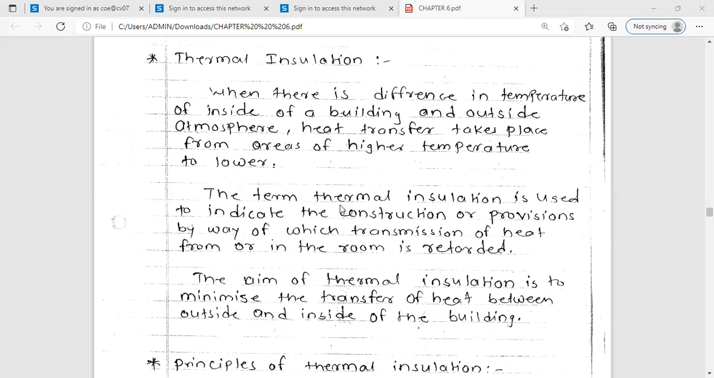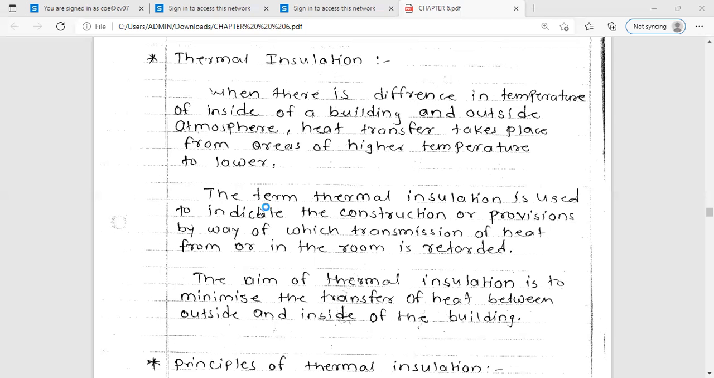Thermal insulation is used to indicate the construction or provisions by which transmission of heat from or into the room is retarded. In thermal insulation, we have to consider what kind of building it is, what kind of building material we are going to use, and what kind of construction we are going to do.